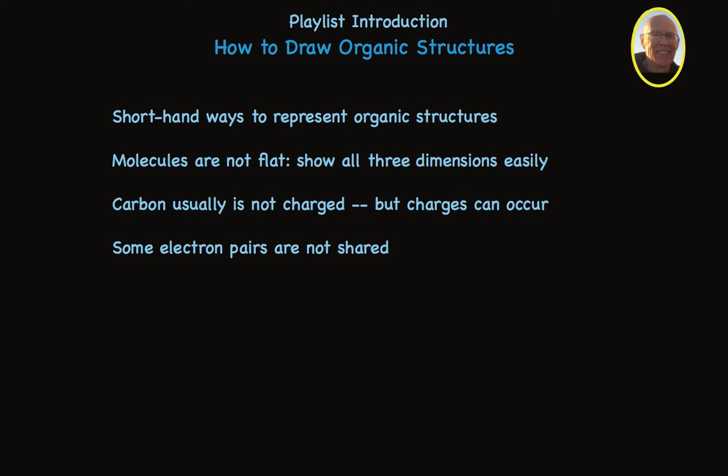In addition to charges, it's also important at times to show electron pairs that are not shared. You know, bonds are made by sharing electrons, but occasionally atoms have unshared electron pairs. I'll show you in the fourth video when we typically show electron pairs and how we represent them.